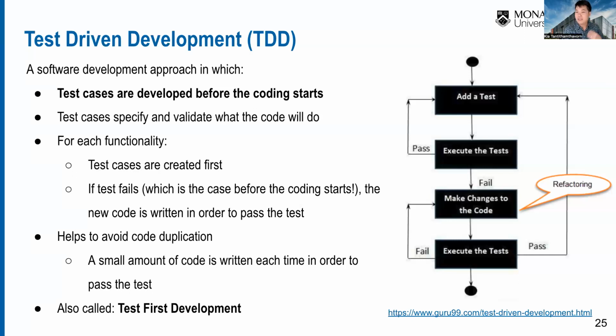We want to develop the test and then code, okay? Develop the test case first and then code it. So that's why it's called test first development. Based on the requirement, we write the test case. The requirement is to do the summation function. We write the test case first. Yeah, A plus B equals something. 2 plus 2 equals 5. 1 plus 1 equals 2, okay? And then we start writing the code.